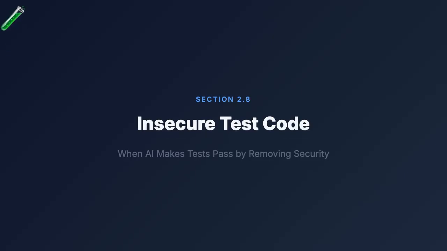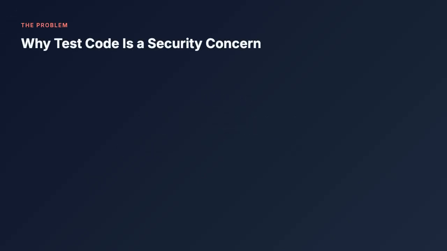Insecure test code. Section 2.8. When AI makes tests pass by removing security, test code might seem like the lowest risk part of a codebase. After all, tests don't run in production. But AI coding agents commonly introduce problematic patterns into test code that can silently remove security guarantees.